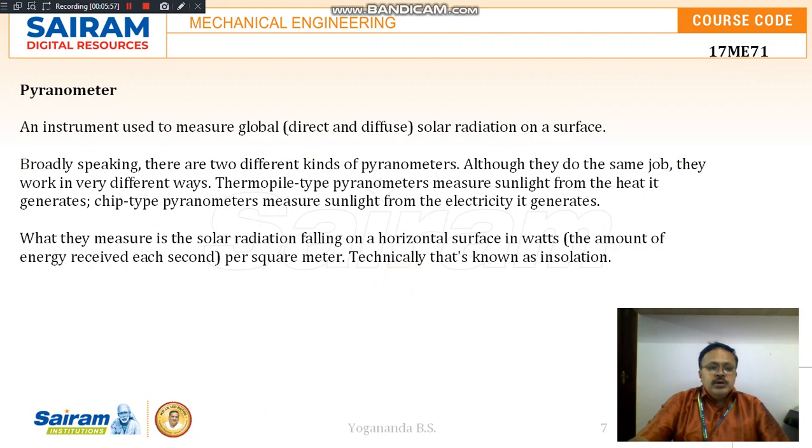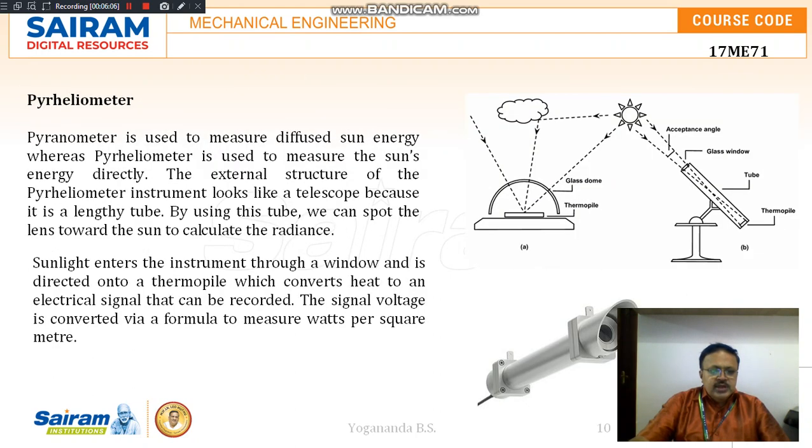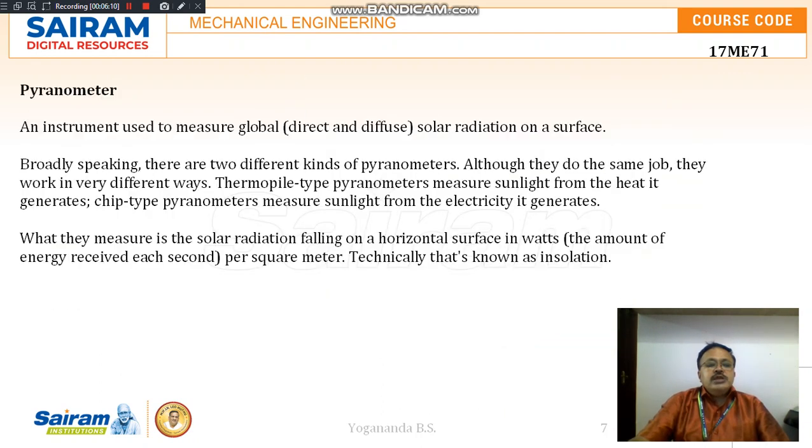We have two major solar radiation measuring equipments. One is the pyranometer, and the second one is the pyrheliometer. The pyranometer is the instrument used to measure the global solar radiation on the surface. Broadly speaking, we have two types of pyranometers. Although they do the same job, their working principle is quite different.